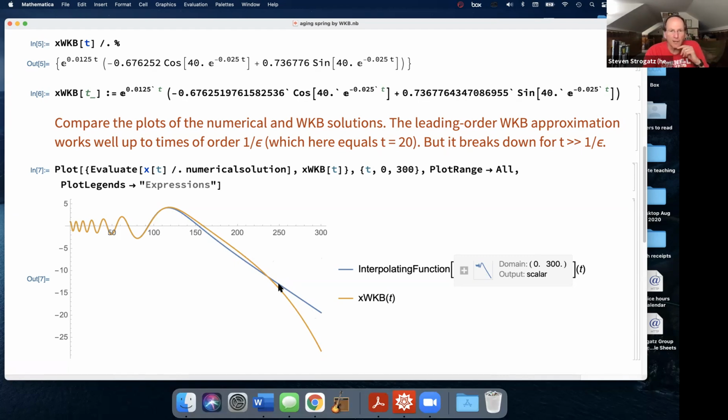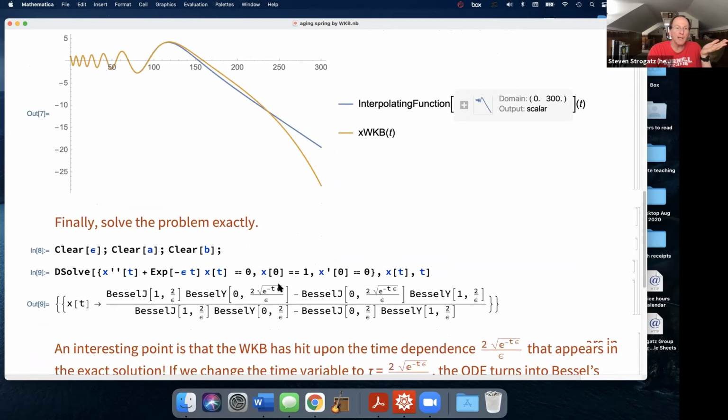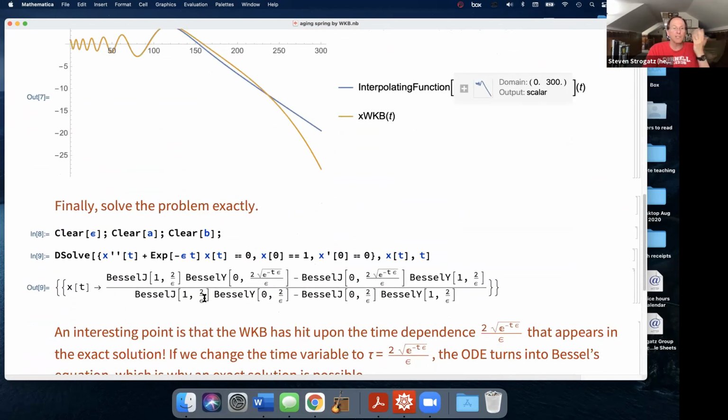But here's the thing that I find very interesting, that you can solve the problem exactly. If you just ask Mathematica to solve it, it can solve it. It's a very simple little equation. Still, it's a pretty messy looking expression involving the Bessel function J0 and also the Bessel function Y1. But the thing you've got to focus on is what's the time dependence.